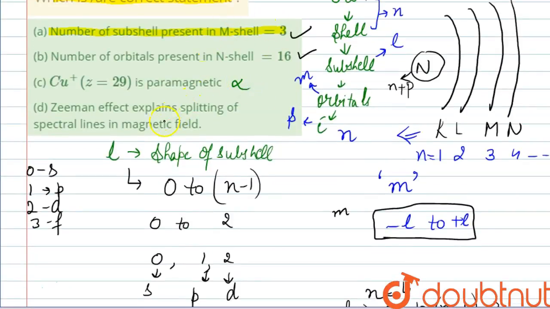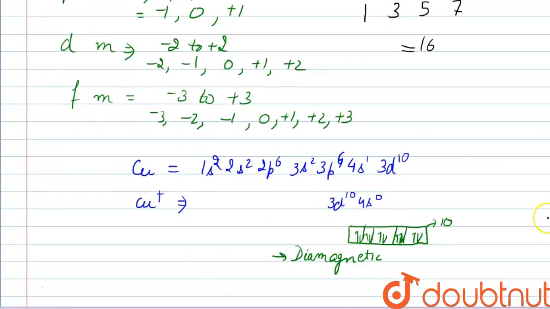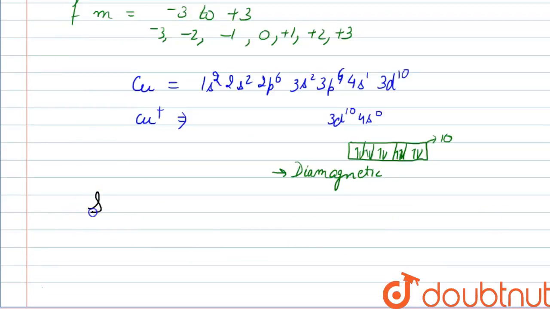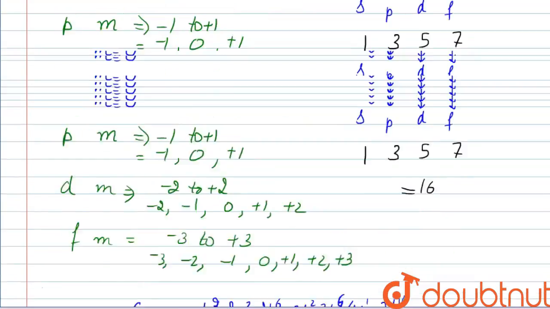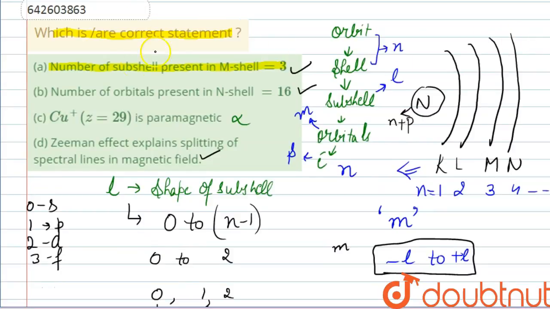Now we are given the fourth option: the Zeeman effect explains the splitting of spectral lines in a magnetic field. This is correct. The Zeeman effect explains the splitting of spectral lines in a magnetic field, whereas the Stark effect tells us about the splitting of spectral lines in an electric field. So the correct statements are A, B and D.